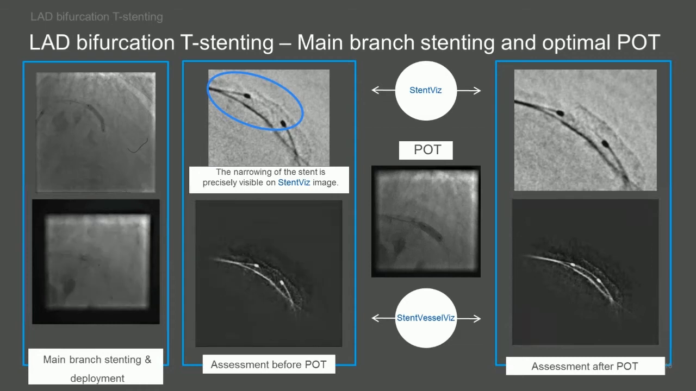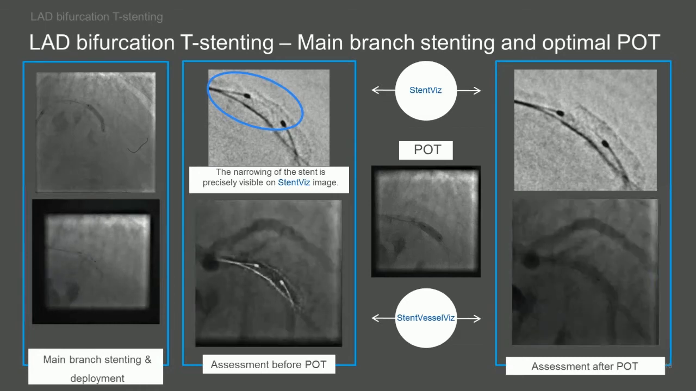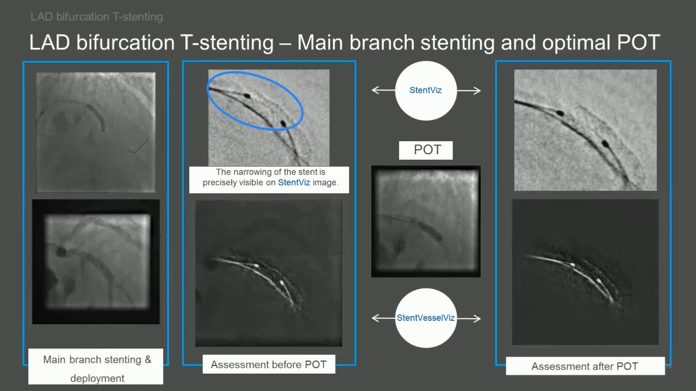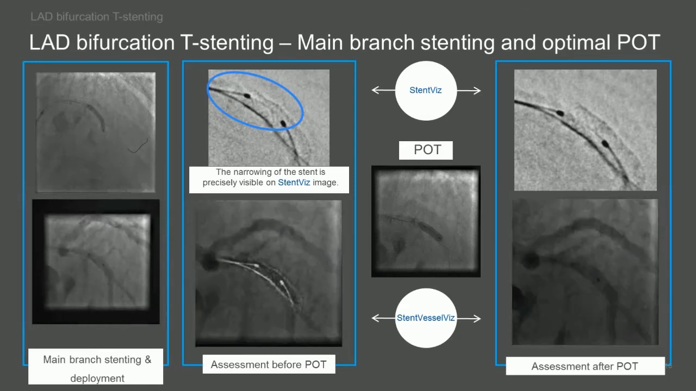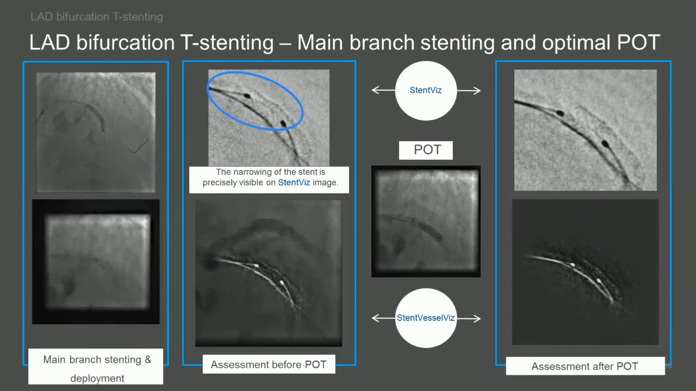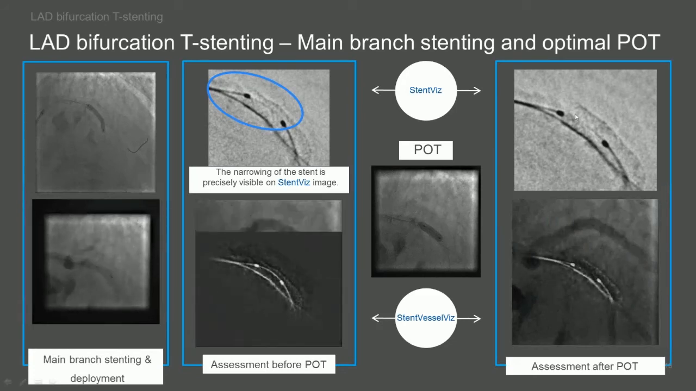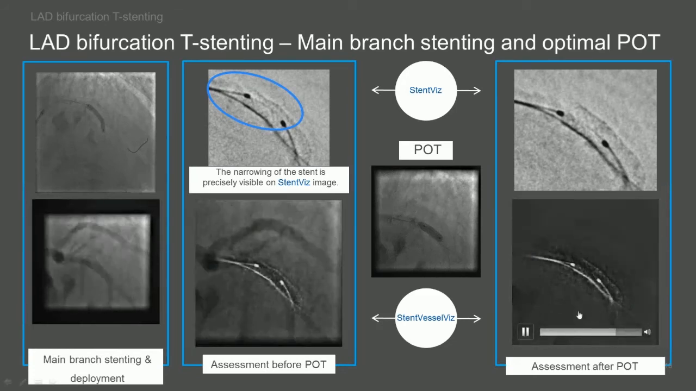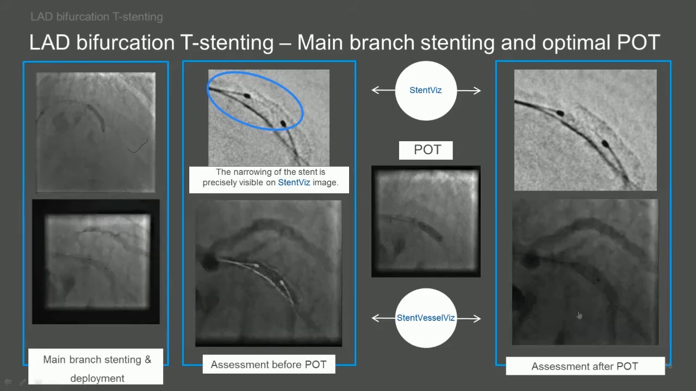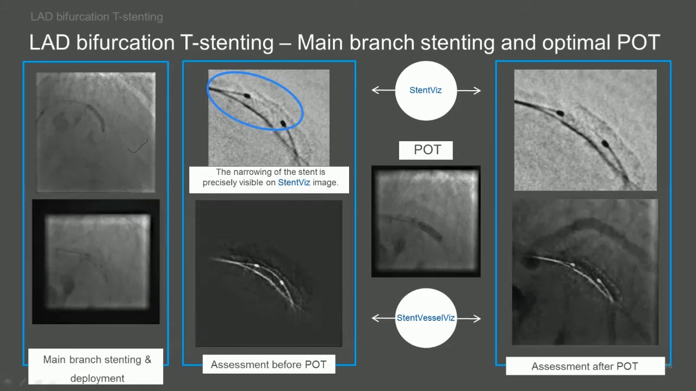And with the StentVision, you can clearly check the proximal part of the stent to be assured that with your balloon you will not do a geographic miss with the POT technique. Here, after the POT, the stent is well open, and with the StentVision, we can check the relation between the stent and the side branch.